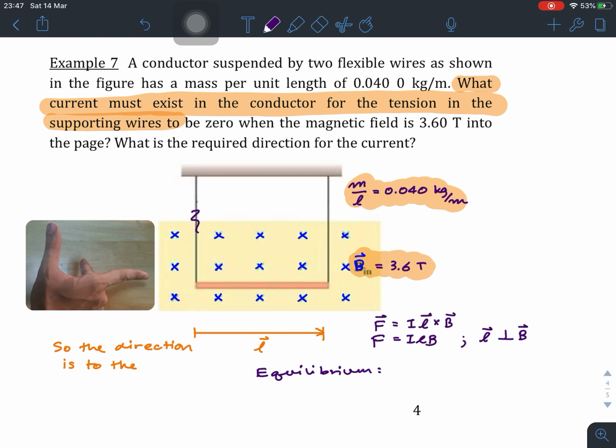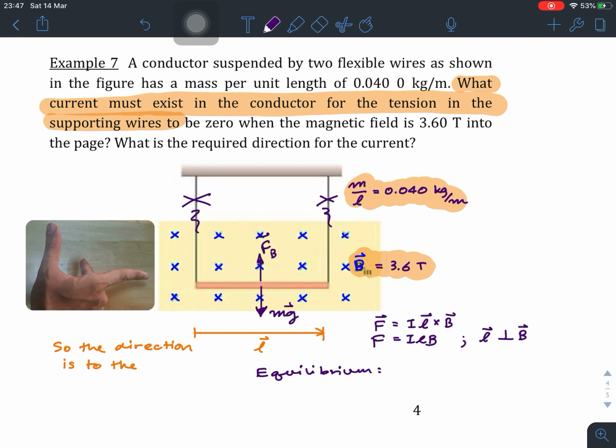So this is a supporting wire. If the tension is zero, we suppose that we have no supporting wire at all. So all the forces in the system should just come from the gravity mg and from the force Fb from the magnetic field.